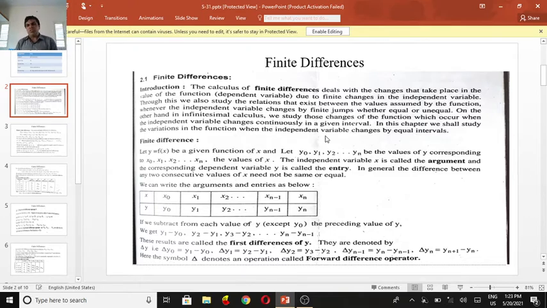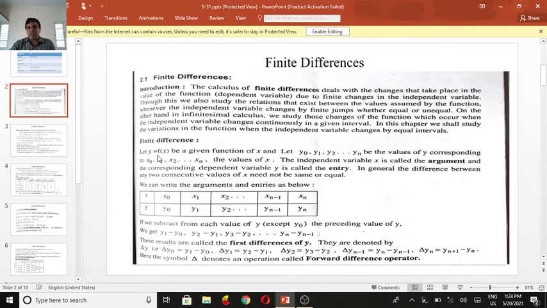If one changes, it automatically changes the other. That means if the value of x changes, the value of y automatically changes. If we give a small increment, y also changes instantly. This is called finite differences.